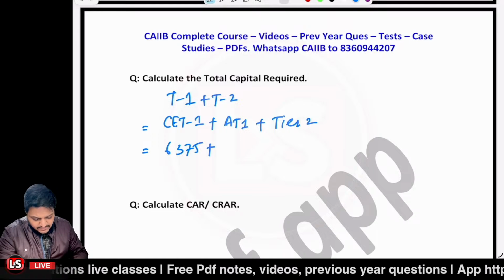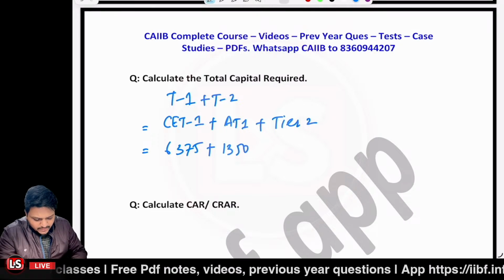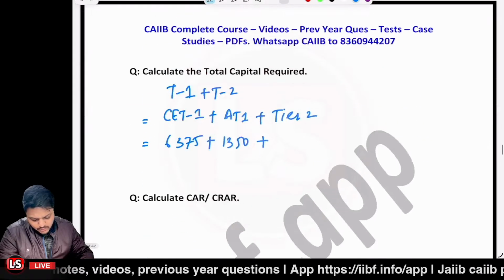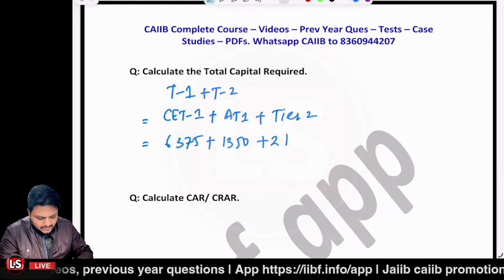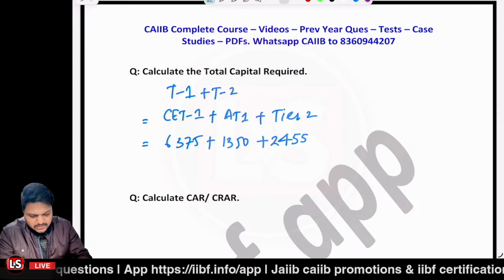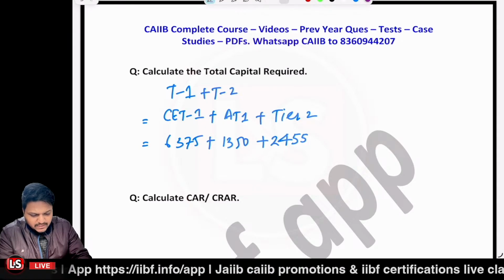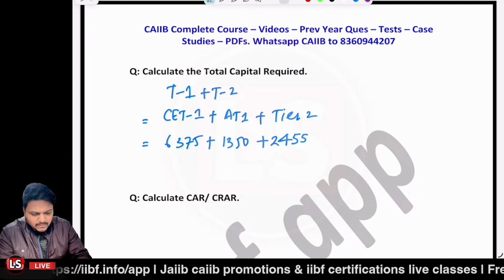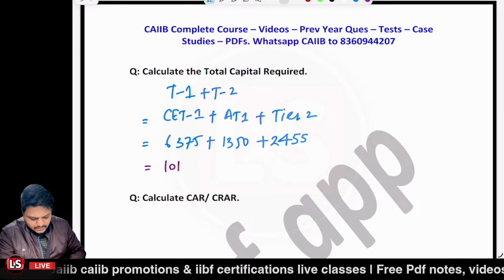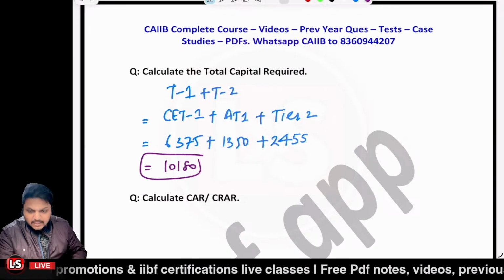Kindly please do check the figures again. 1350 over here. And tier 2 was what? We just calculated tier 2. It is 2455. So it comes out to be 6375 plus 1350 plus 2455. That is 10180. So this is the total capital.